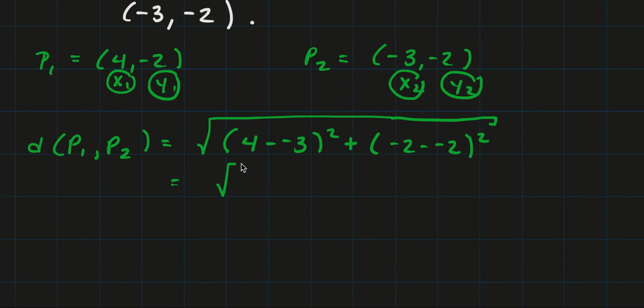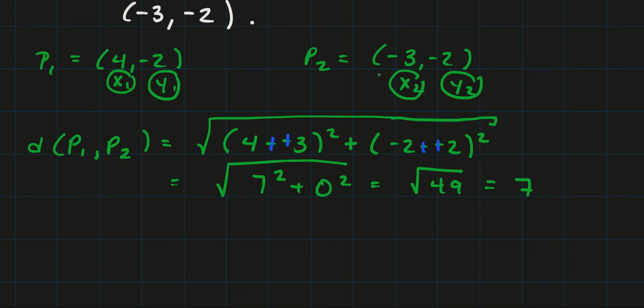This becomes the square root of 4 plus 3, which is 7. So 7 squared. And this is a -2. This becomes a plus 2. So this is actually 0. So we get the square root of 49, which is 7. So the distance between these 2 points is 7.